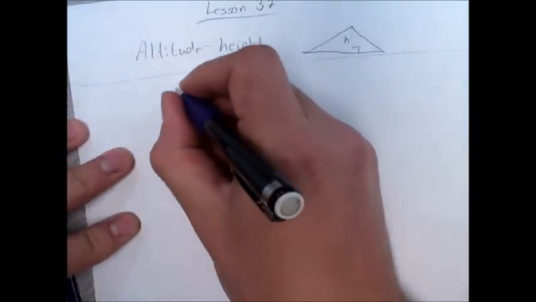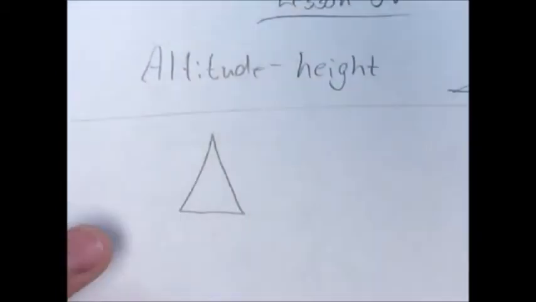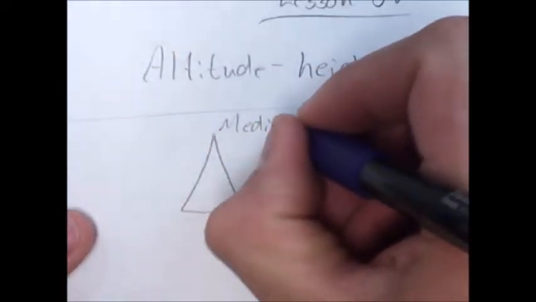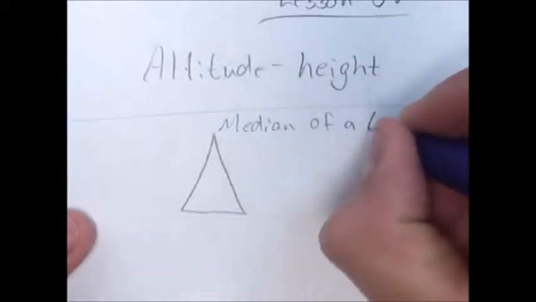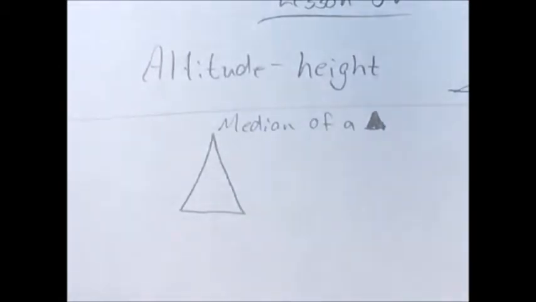Now, let's define what a median is. I'll draw it for you as I'm defining it. So you need a triangle. Let's draw a triangle real quick. Make it kind of big so you can see what you're doing. Okay? So what we're defining is the median of a triangle. Alright, so the median of a triangle is a segment whose endpoints are a vertex of a triangle and the midpoint of an opposite side.